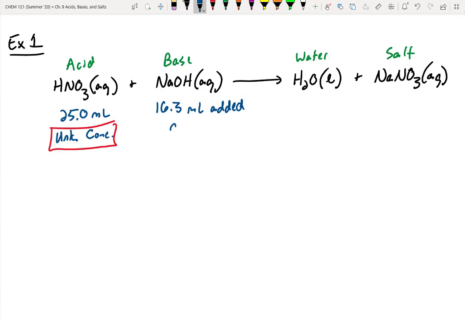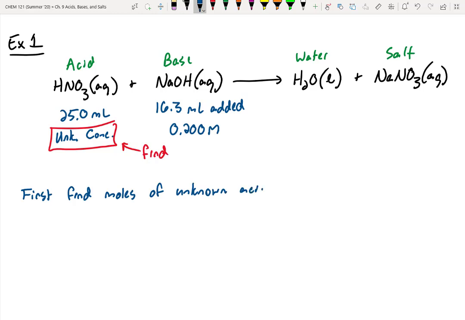We also know that the solution was 0.200 molar because we made that solution. It was a known quantity. So the goal is to use math to find this unknown concentration. Okay, so let's do this first. So first, let's find the moles of the unknown acid. Okay, so let's go ahead and do the math for this.